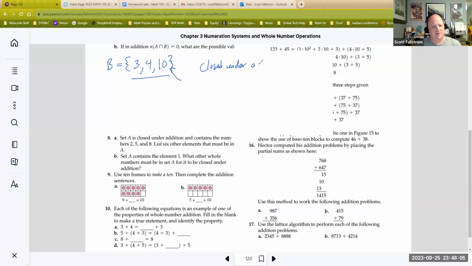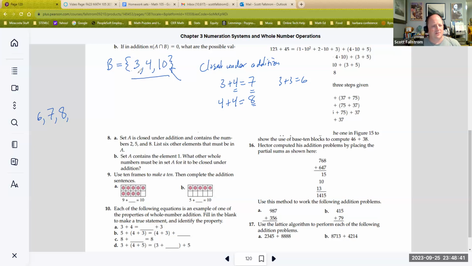So closed under addition. If it's closed under addition, then if I take any elements from the set, for example, 3 plus 4, then that new number must be in the set. So that's one of my numbers. Now 7 has to be in the set, but also you'll notice 4 is in the set. So 4 plus 4 has to be in the set. So the number 8 must be in the set. 3 is in the set, so 3 plus 3 must be in the set. So that becomes now a 6, a 7, and an 8.